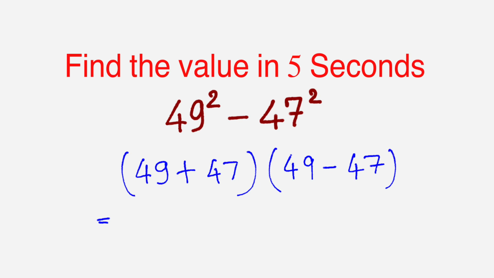49 plus 47 is 96 and 49 minus 47 is 2. And multiplying 96 by 2 we get 192, and that is our answer.